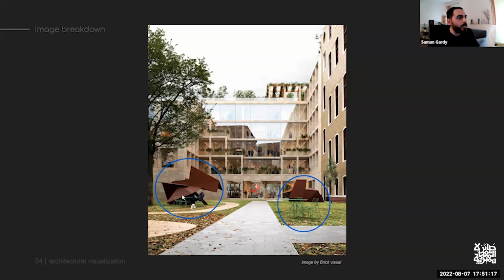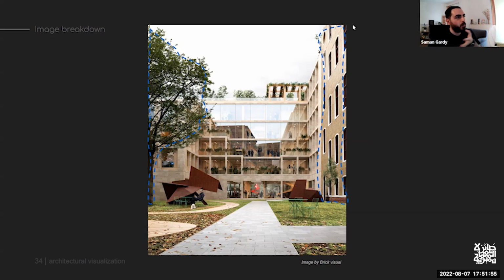And we have a sitting area here. We have a sitting area here as well. This is not by accident. It was studied. So if we remove one of them, let's say if we remove this side, the image goes to the left side. It's going to be unbalanced. That's why I mentioned balancing your image through additional elements. It's important.